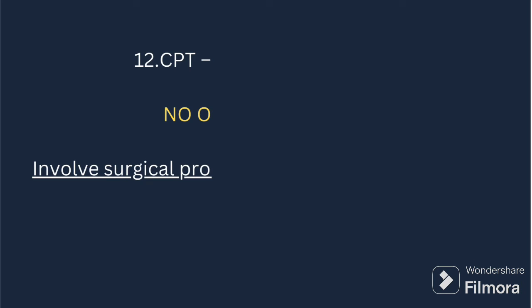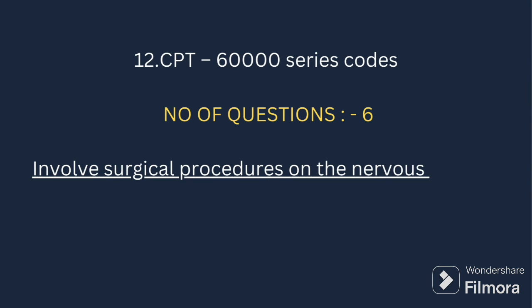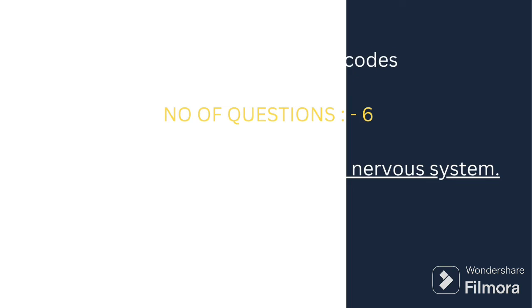Next come the CPT 60,000 series codes. So the number of questions asked is 6. For clearing the 6 questions, you have to involve the surgical procedures of the nervous system. So go through the topic from the beginning till the end of 60,000 series. Underline each and every point which you feel is important, and try to do at least 50 to 100 questions so that you will be familiar with all the codes.